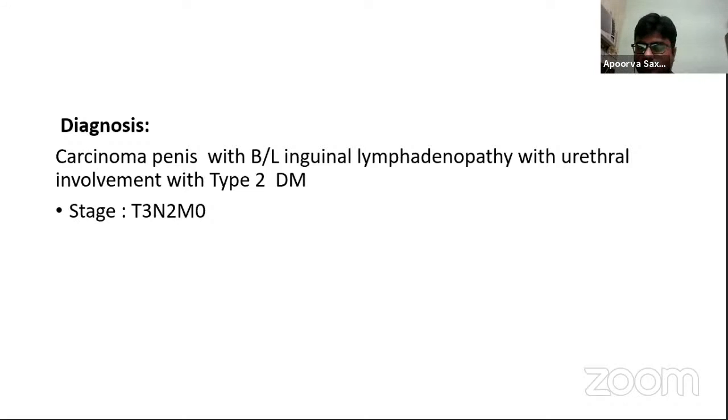So the other causes of penile ulcers are the sexually transmitted diseases like gonorrhea, syphilis, herpes, lymphogranuloma venereum, and sir, I think this is a case of CA penis because there is a short duration of history, and patient is an elderly gentleman, and there is a urethral involvement, and ulcers are fixed to the deeper structure.